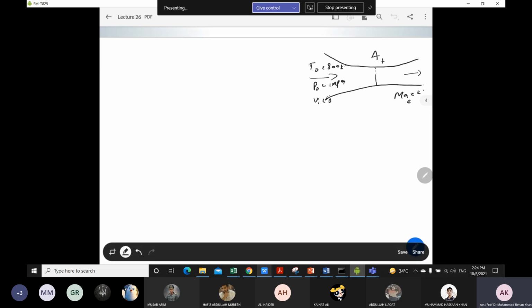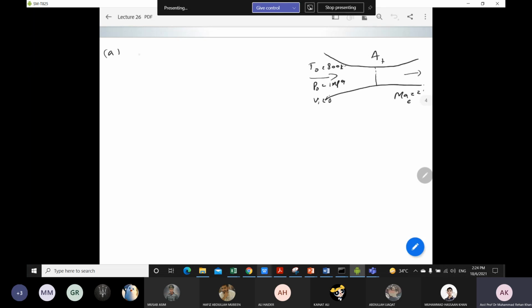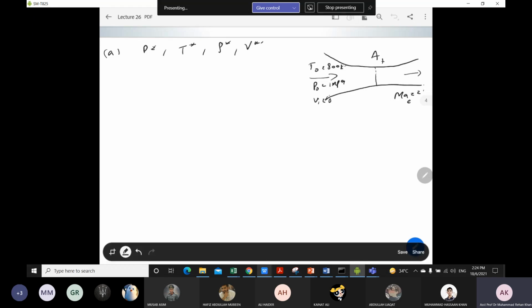Okay, so starting from the first part, in part A, our main target is to find P star, T star, rho star, and V star. In order to find P star, we need the stagnation pressure, which is known to us from the problem statement. For finding T star, we need T naught, which is also mentioned. But in order to find rho star, that is critical density, we do not have the rho naught value. So first thing is we have to find rho naught.